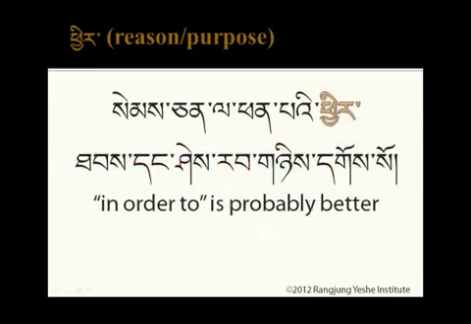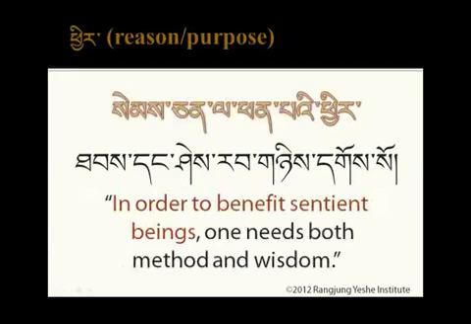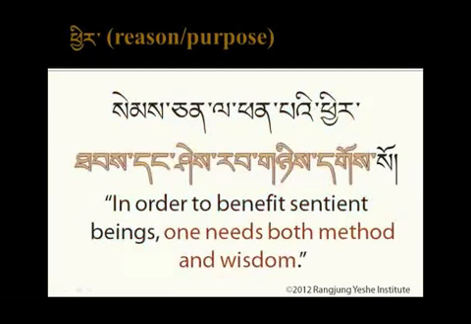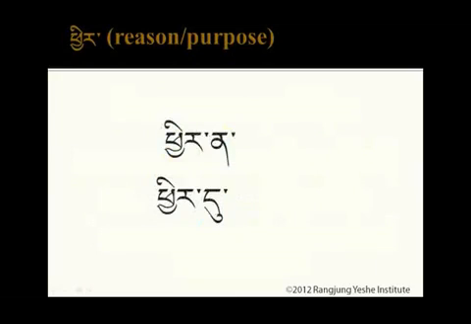From the context of these two sentences, now we can see that it's probably best to translate chir as in order to in this context. In order to benefit sentient beings, one needs both method and wisdom. Sometimes chir is followed by either a na or a du. These particles don't add any meaning, but chir na always indicates reason and should be translated as since, because, or while. And chir du always indicates purpose and should be translated as in order to, or for the sake of.